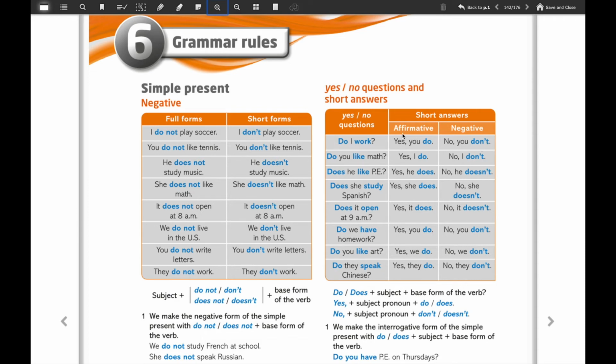And in this part, do you like math? Yes, I do. No, I don't. It's the other person that asks me, and I am going to answer myself. I am going to answer to the other person. For that reason, it's like this. Yes, I do, or no, I don't. Does he like PE? Yes, he does, or no, he doesn't. Does he study Spanish? Yes, she does. No, she doesn't. Does it open at 9 a.m.? Yes, it does. No, it doesn't.